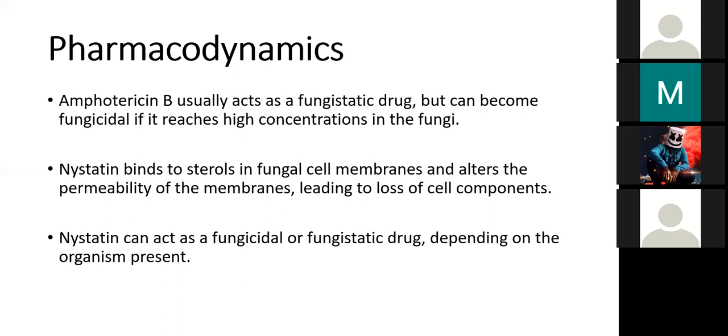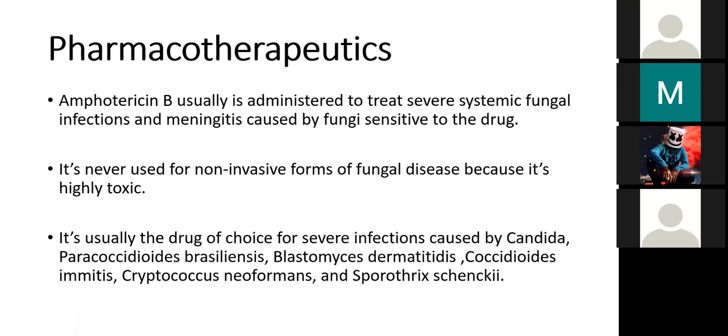Now, Nystatin binds to the sterol in the fungal cell membrane, also leads to change in the permeability of the membrane and then destruction of the fungi. So depending on which organism is present, it can be static or cidal. Like I said earlier, it's usually used for severe systemic infections and meningitis. If you have something like cryptococcal meningitis in a patient with HIV, you can give amphotericin B to treat it.